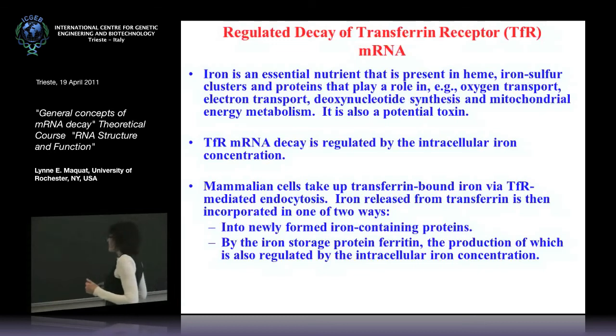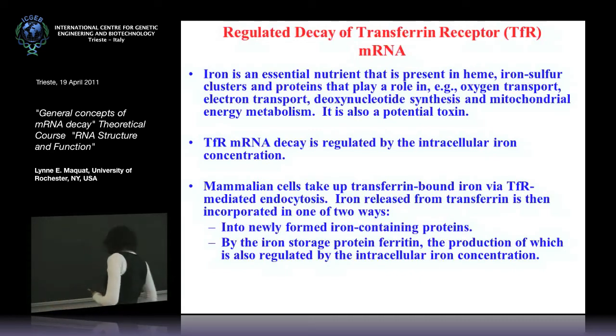Let me just summarize, because you're going to be getting these slides as handouts if you're desperately interested to know exactly what was on them. Iron is an important nutrient in cells. It's present in heme, but it's also toxic. So the cells have to regulate their intracellular iron concentration. One of the ways they do that is by regulating the level of transferrin receptor mRNA. Transferrin receptors are on the cell surface and take iron into cells.